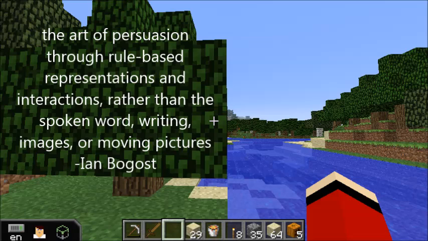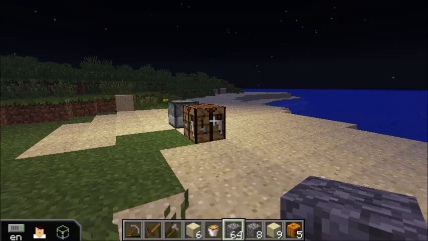Procedural rhetoric refers to the art of persuasion through rule-based representations and interactions rather than the spoken word, writing, images, or moving pictures. In layman's terms, it refers to how games or other rule-based interactive media use those rules to convey an idea or persuade the audience to a way of thinking.